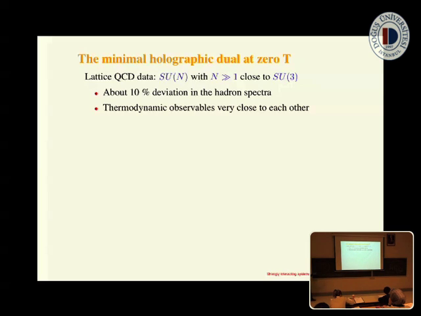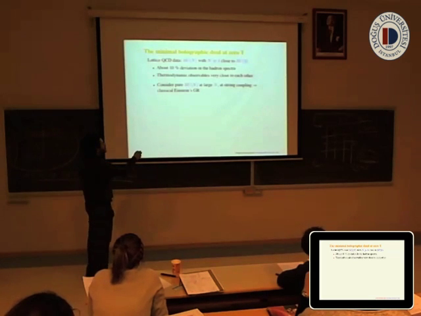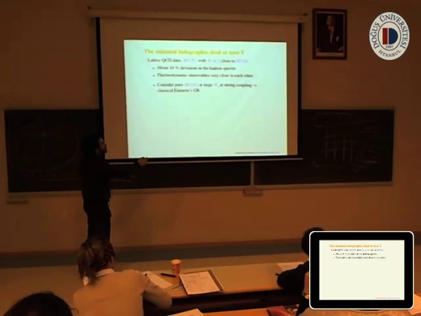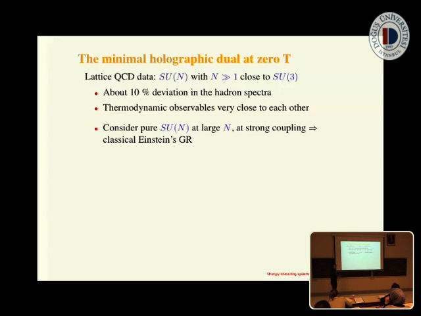The indication from lattice is that there is almost a 10% deviation in the hadron spectra, so it's not that bad. And thermodynamic observables are very close to each other. I will show a picture in a couple of minutes. Then I will consider this pure SU(N) gauge theory at large N at strong coupling, because I know that there's strong coupling physics going on inside the quark-gluon plasma. And then I will relate it to classical Einstein gravity.